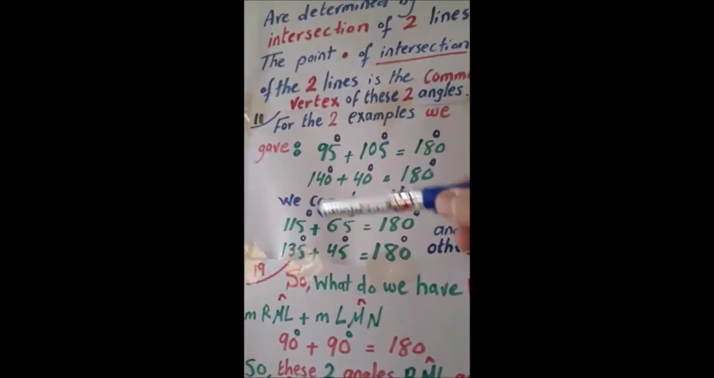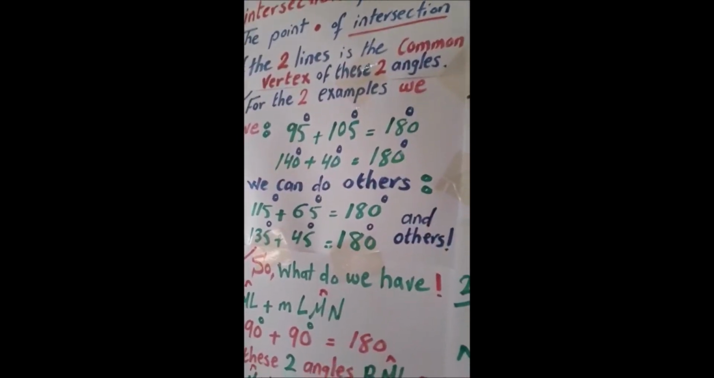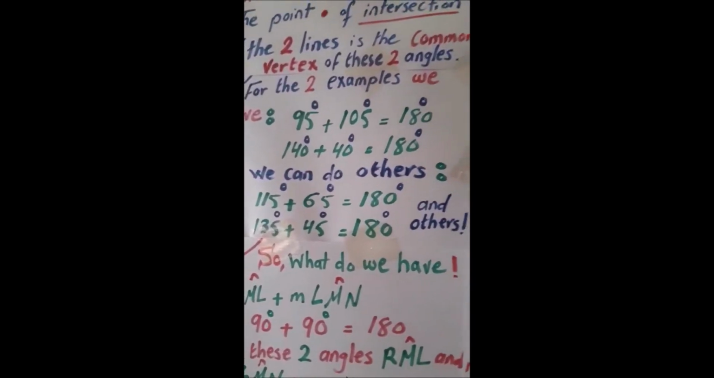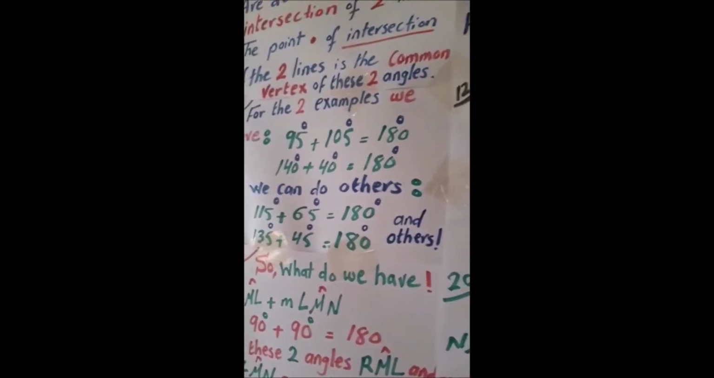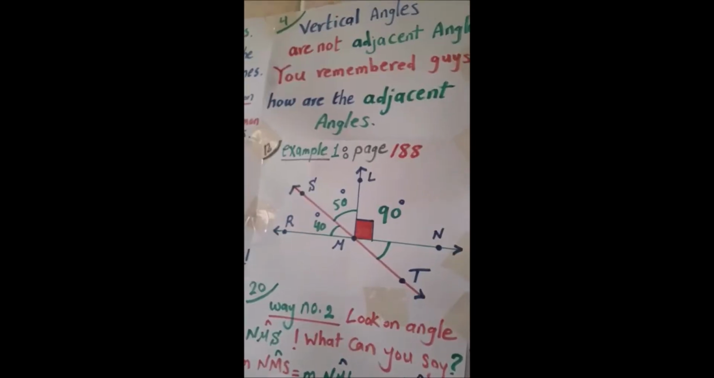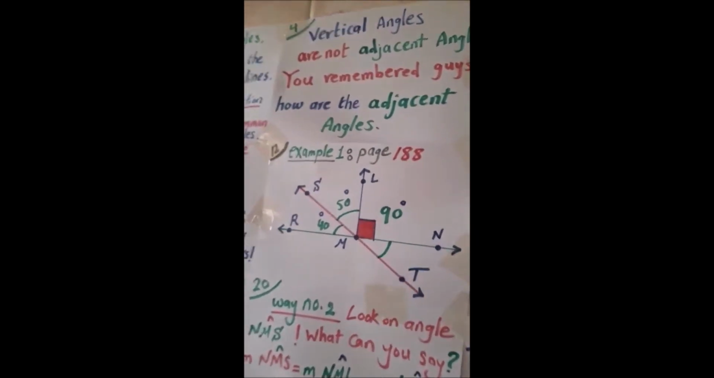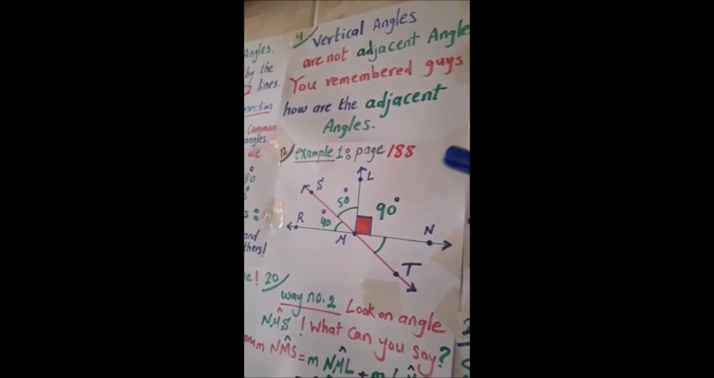Maybe you will tell me, Mr., 150 and 65 equal 180, or 135 with 45, it will give you 180. All of these are supplementary angles. So guys, let us start and discuss this example number 1 on your book, page 188.